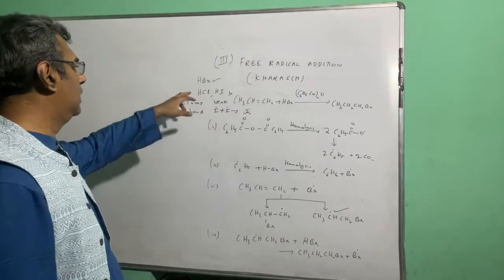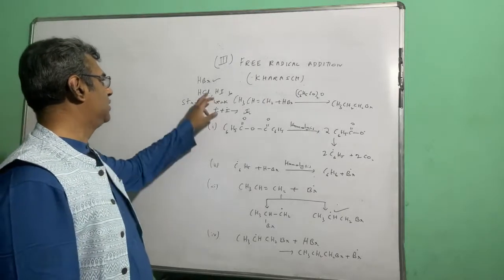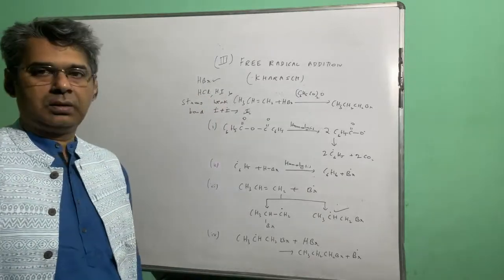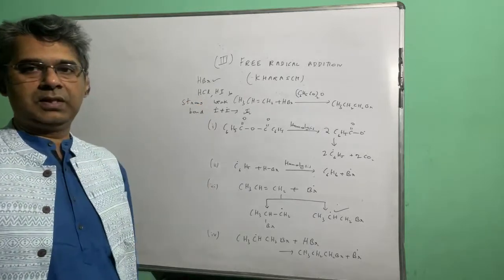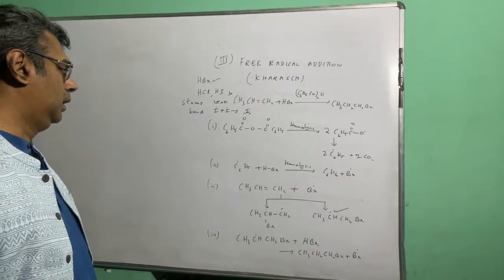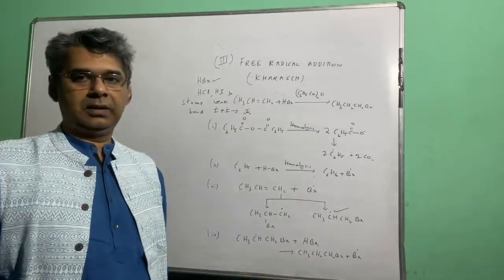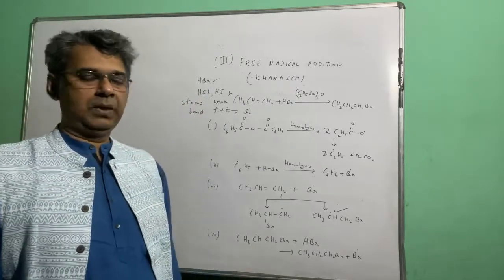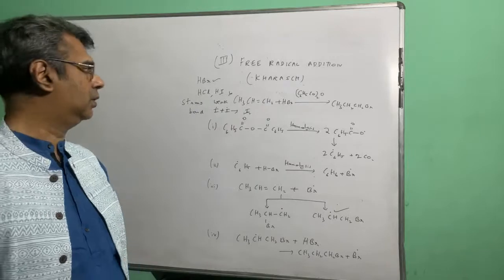So if you look at HBr, HCl and HI, these three, then HBr will give free radical addition, but HCl and HI will not give this reaction. Why? Because in HCl, the bond between H and Cl is quite strong, and because it is strong, in this fourth step, this free radical will not be able to break this bond. So the bond in HCl is too strong that in step 4, this free radical cannot break it. So HCl will not give anti-Markovnikov.